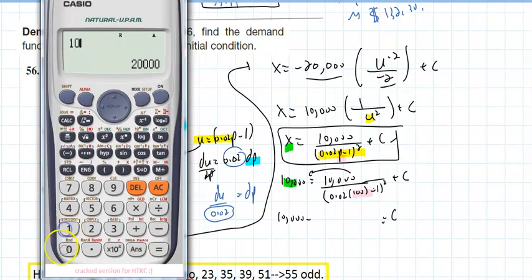I could say, well, let's see, 10,000 minus 10,000 divided by parentheses 0.02 times 100 minus 1. Oh, I didn't put parentheses. Wait, I thought I did put parentheses. Let's do it again. 10,000 minus 10,000 divided by parentheses, right? 0.02 times 100 minus 1 squared. I'm getting a 0.